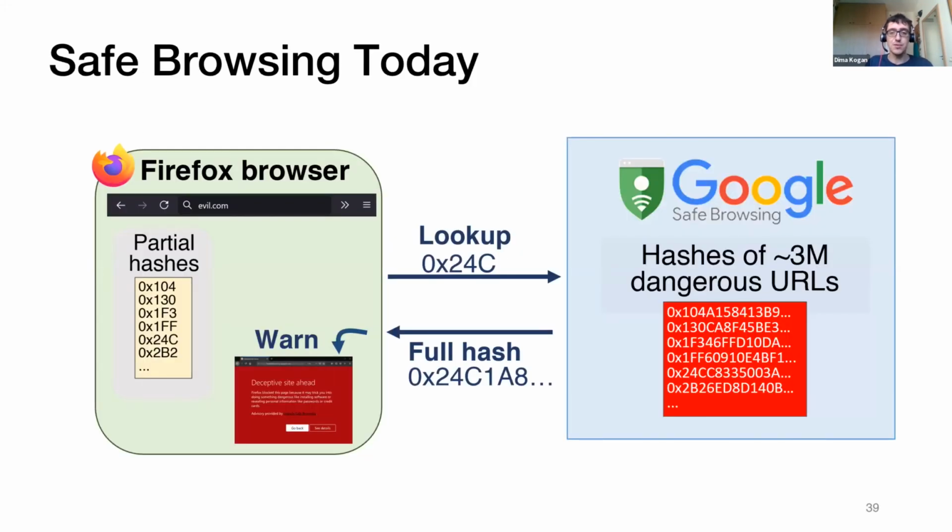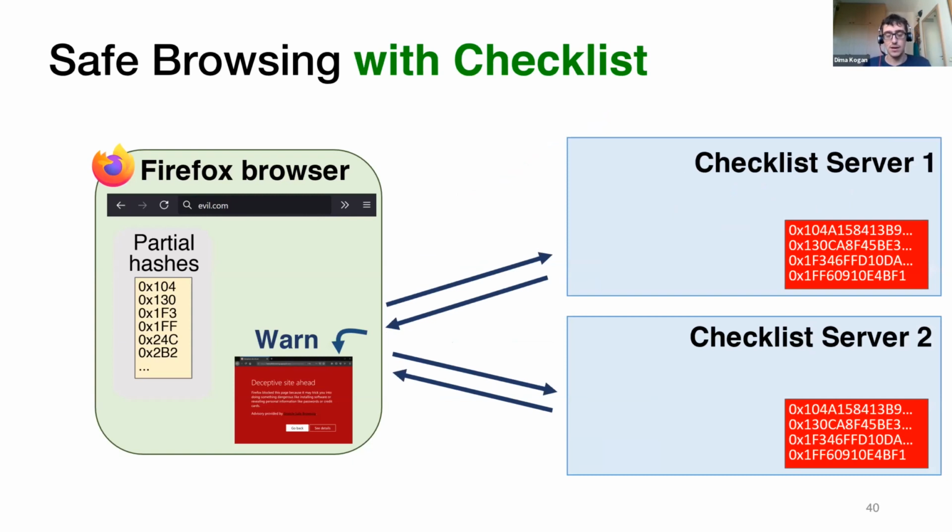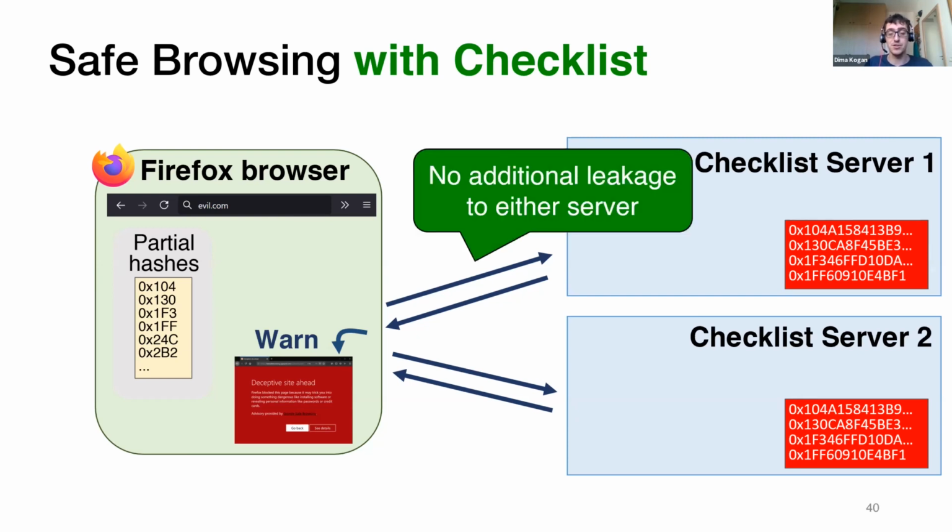So again, just to sum up, safe browsing today leaks information about the user's browsing history to the service provider, but with checklist, this is a two-server solution that, as long as the servers don't collude, there's no additional leakage to either server about the user's browser history.